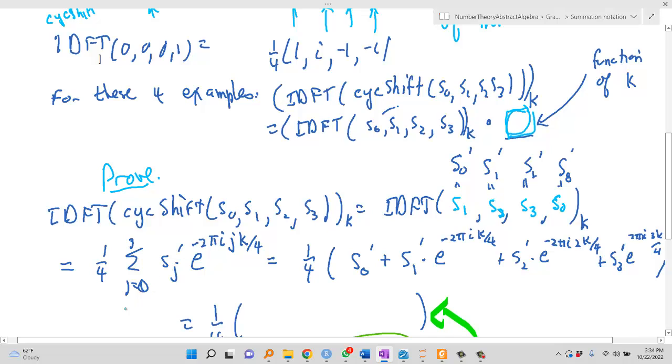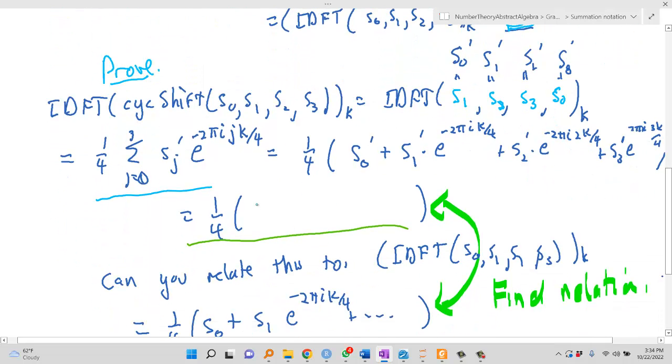So here's the formula for the IDFT. Remember, notice there's a minus sign, that's the IDFT. Then I write it out term by term, and I plug in the values. What's S0 prime? That's S1. What's S1 prime? That's S2. Times e to the minus and so on. So I'm going to get an expression here.